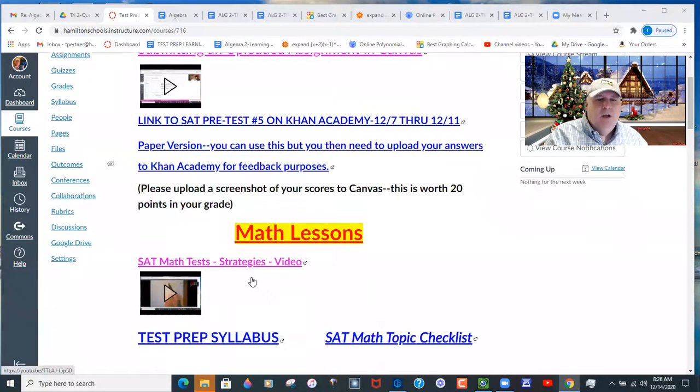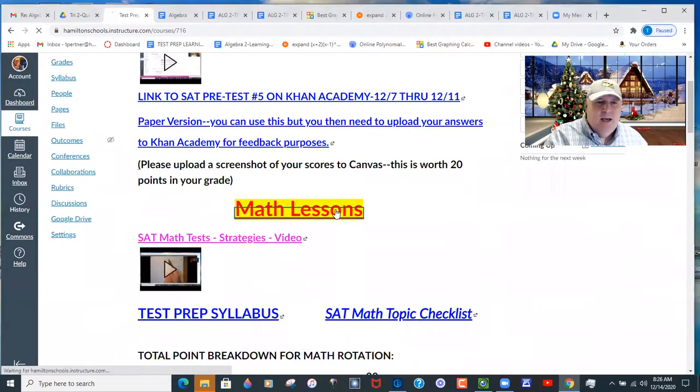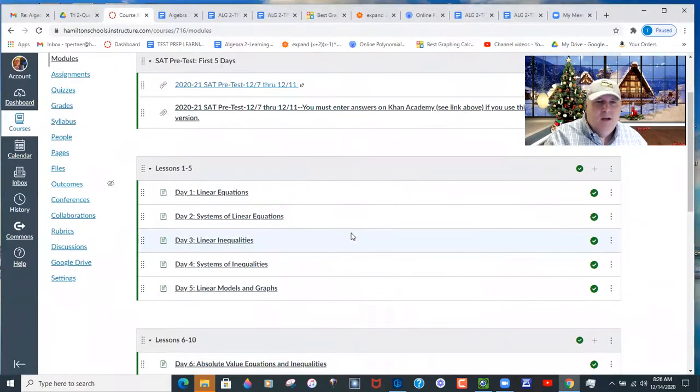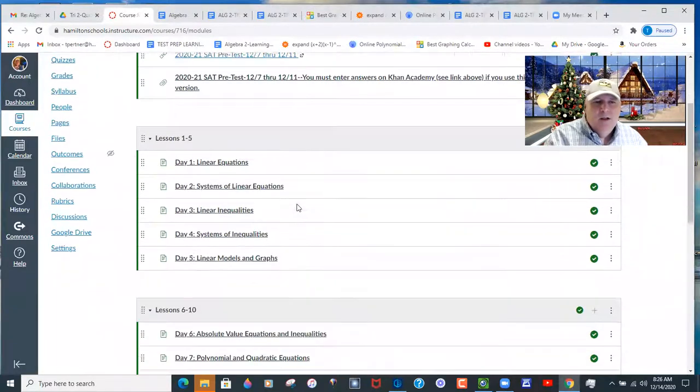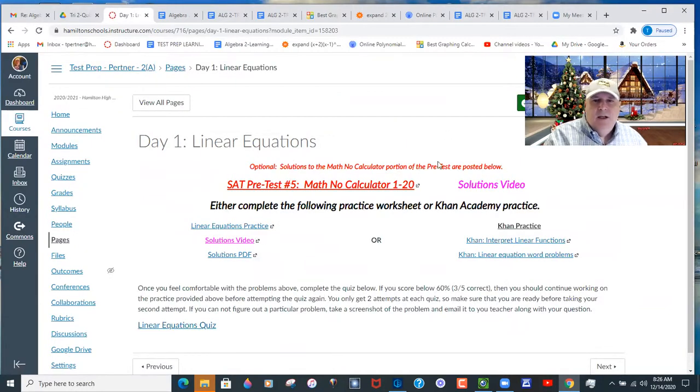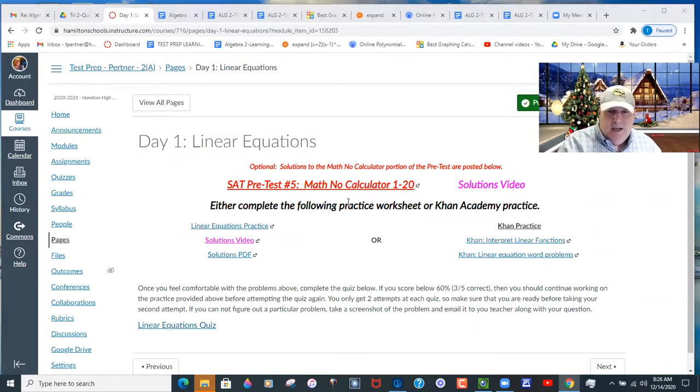So where you're going to go, you can just every day tap on math lessons. There it is, and you've already done these two here. And now today is linear equations. So bam, tap on that, and you get this. So what you're going to want to pay attention to is the red. Now I haven't put the solutions video up yet because there's still some people working on the pre-test.